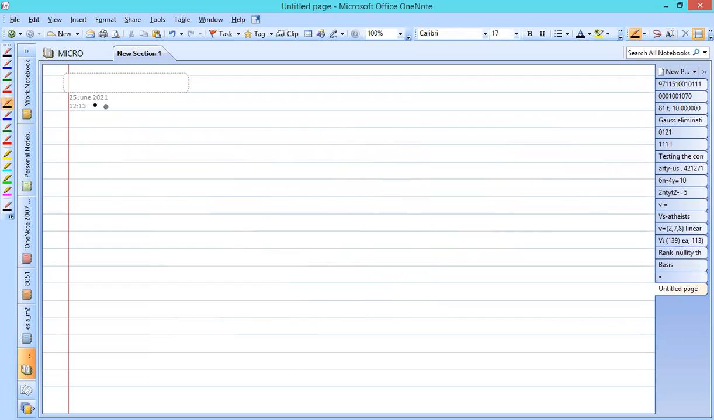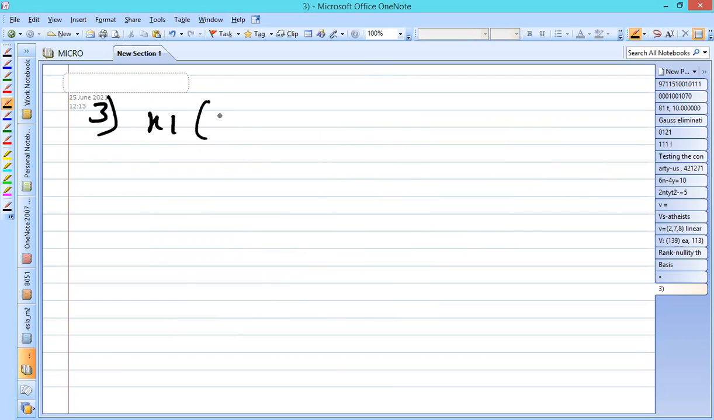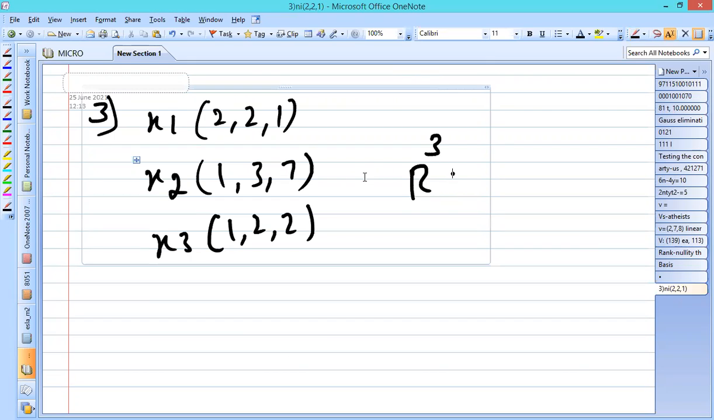Let's take on the next one. Determine whether or not each of the following form a basis. Here, the question is the same for everything; the different cases are given. X1 with the value 2, 2, 1, X2 with the value 1, 3, 7, X3 with the value 1, 2, 2. Do they form a basis in R3?